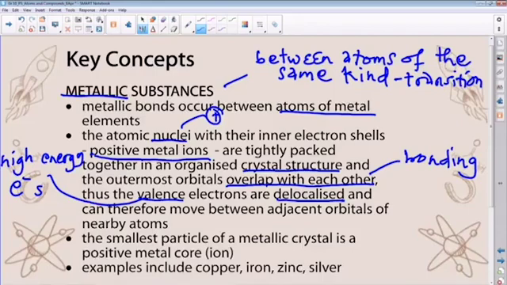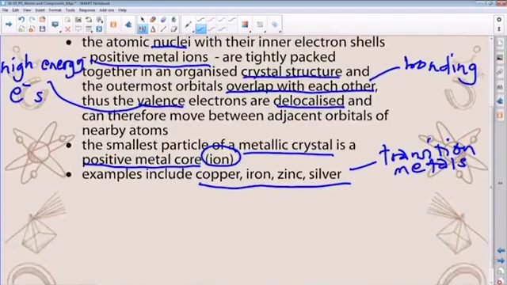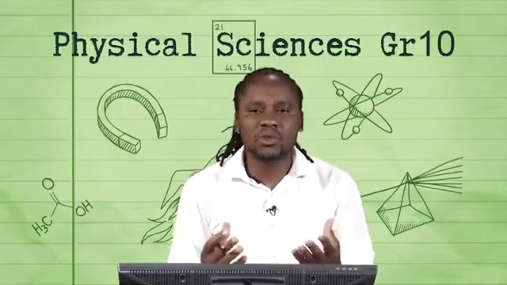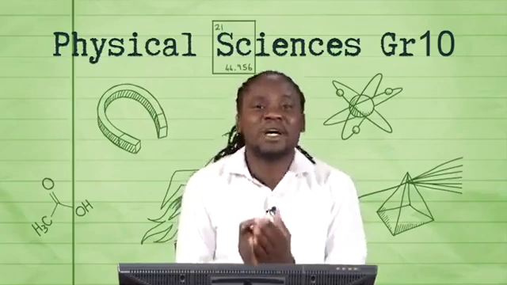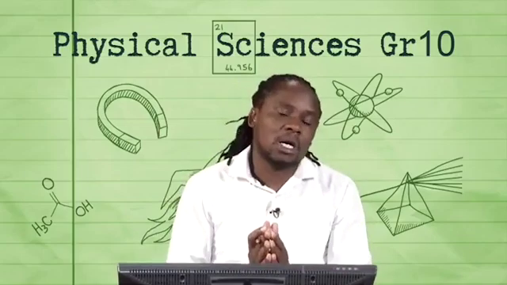Now, the smallest particle or unit that makes up a metallic crystal is what we call the positive metal ion core, or alternatively we shall refer to it as an ion. The examples, like I said, copper, iron, zinc, and silver, are your typical transition metals. These are the most common examples of substances that have what we refer to as metallic bonding. Very, very important. Metallic bonding only takes place between atoms of the same kind, particularly of the metal. After all has been said and done, that's what one needs to take home in terms of metallic bonding.